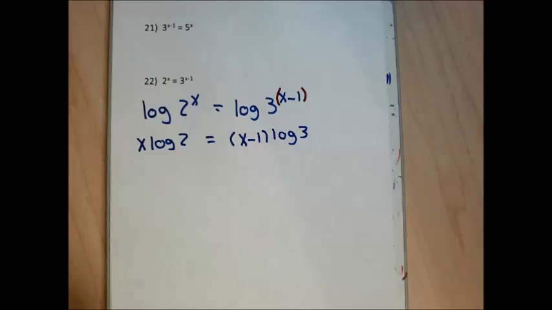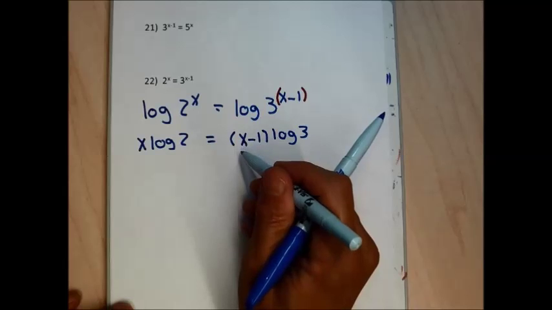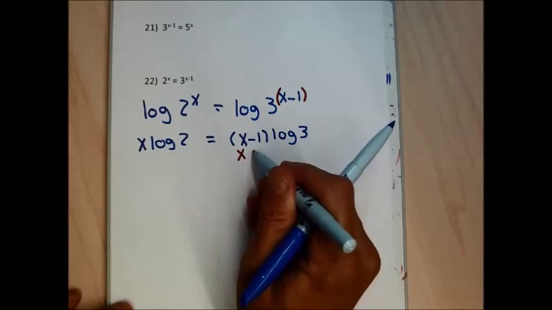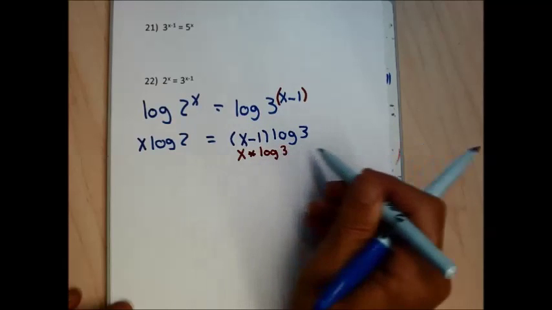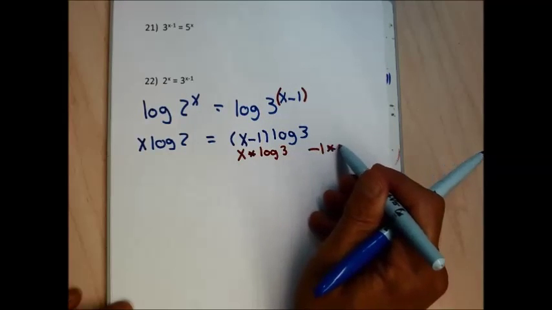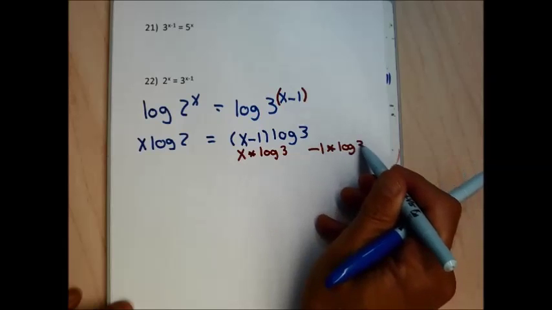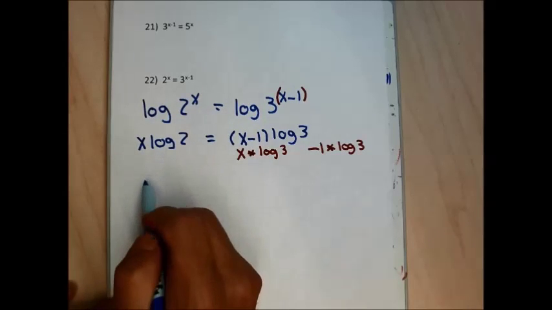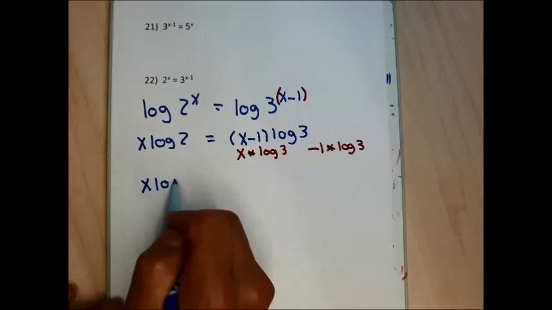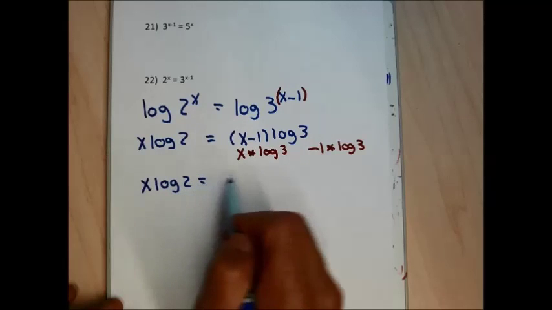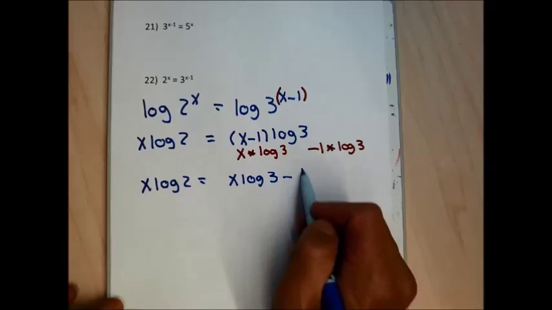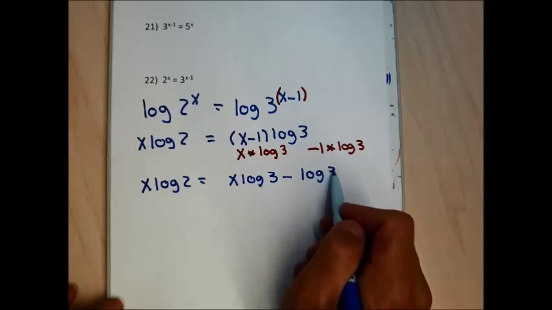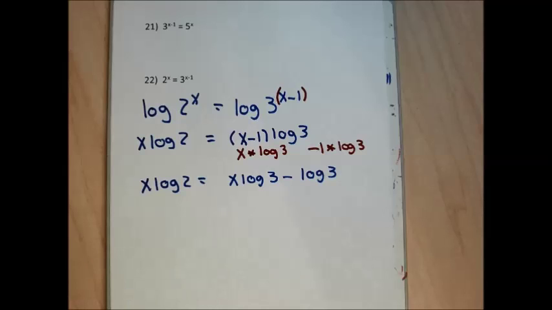So I took the logarithm of both sides, made the exponents coefficients. That's not new. This right-hand side is new. To clear the parentheses on the right-hand side, I'm going to multiply x times the log of 3, and multiply minus 1 times the log of 3. So that's going to allow me to rewrite this as x log of 2 equals x log of 3 minus 1 log of 3, and I'm just going to write minus log of 3. My calculator doesn't need the 1 so much.